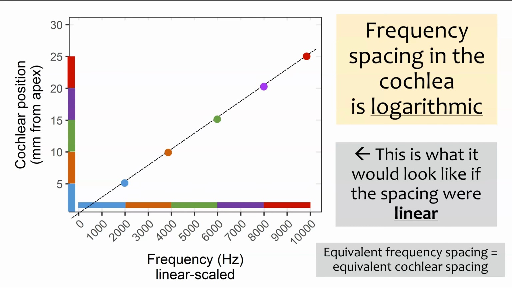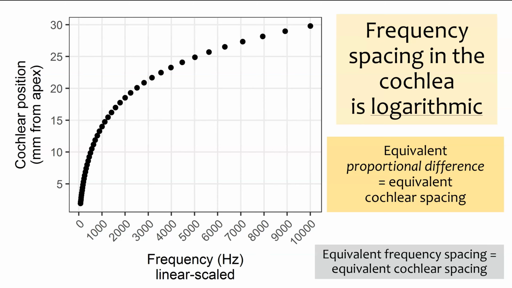So this is not how it works. This is just an illustration of what linear scaling would look like, where 2000 hertz just corresponds to an absolute amount of size in the cochlea. Instead, what we have is something that looks like this. So this is a logarithmic curve. And what it shows us is that there's a lot more cochlear space devoted to representing these lower frequencies and a lot less space devoted to the upper frequencies.